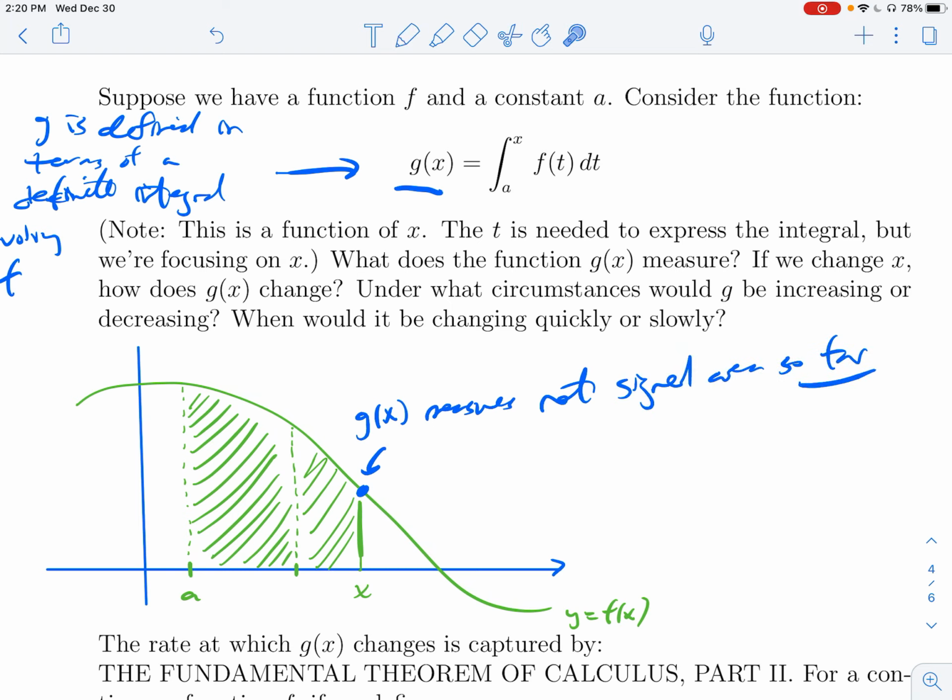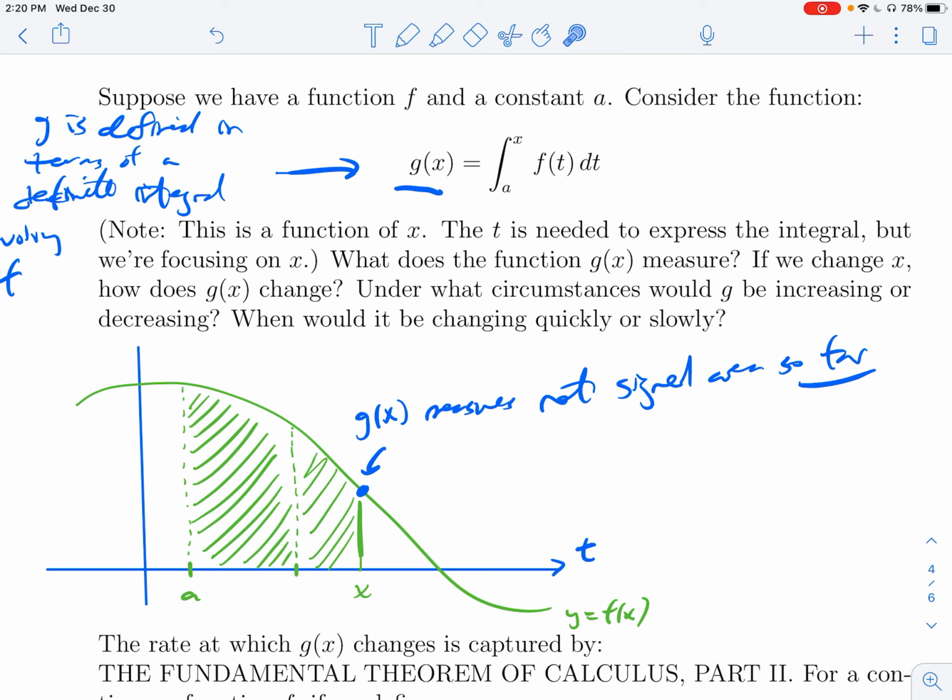But we think of X as in motion. T here is called a dummy variable. So X is representing the number where we stop the measurement. T is really here just so we can set up this integral. So really this is the T axis in this picture. T starts at A and ends at X.